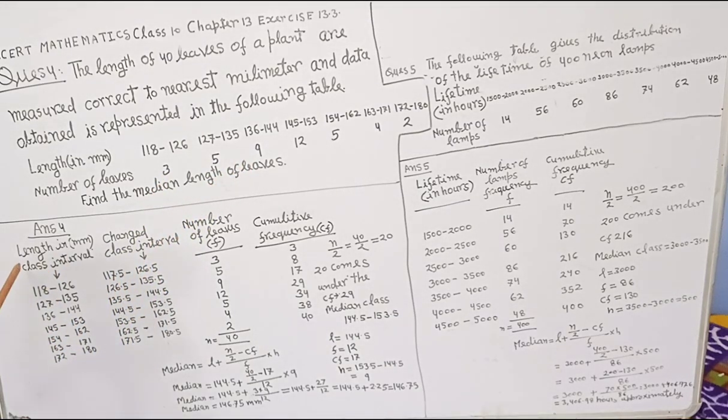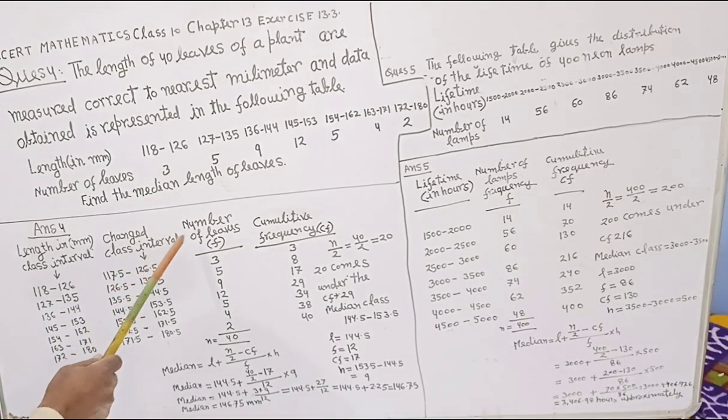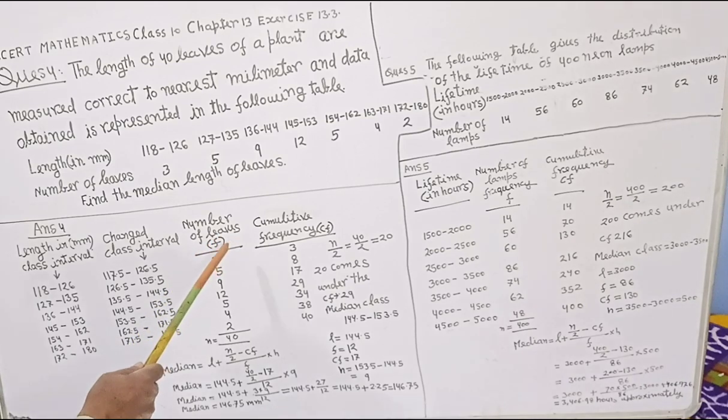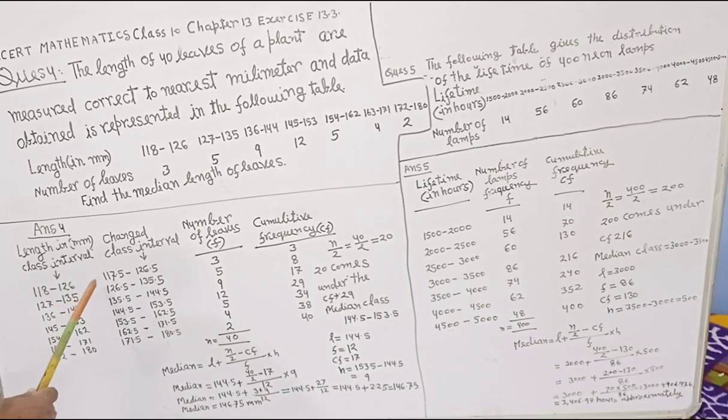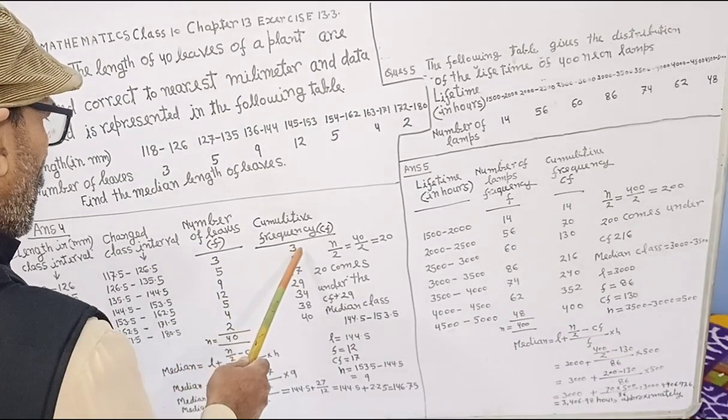Answer 4. Length in millimeter, class interval, changed class interval, number of leaves, cumulative frequency. 118 to 126. In the changed class interval, 117.5 to 126.5. Number of leaves is 3. Cumulative frequency is 3.